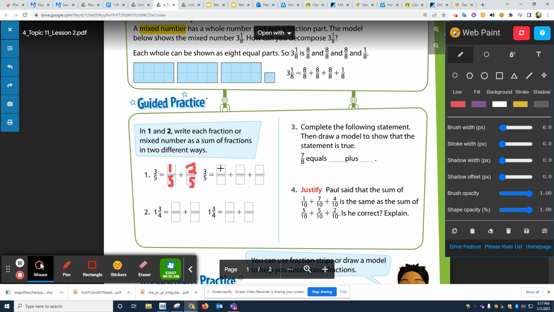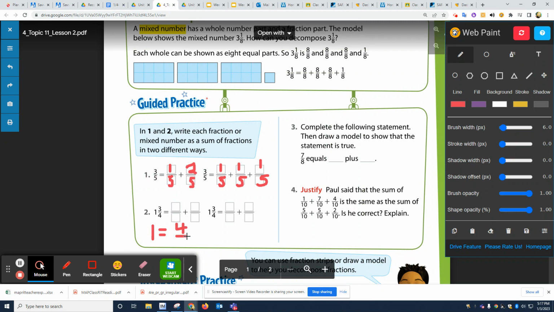And then on this one, 1/5 plus 1/5 plus 1/5 would equal 3/5. 1 and 3/4. Now this one is a little bit tricky. We didn't really talk about that, but you can look up here at the answer up here. 1 whole is equal to 4/4.